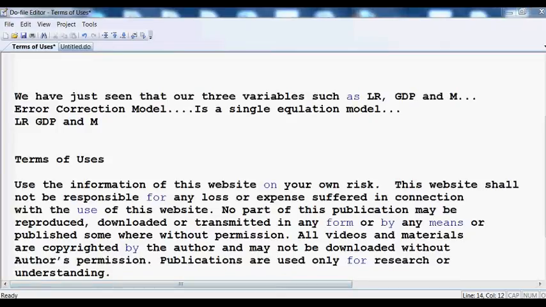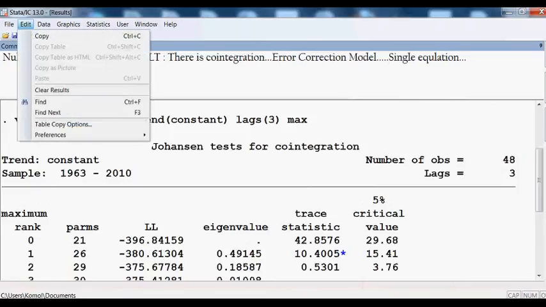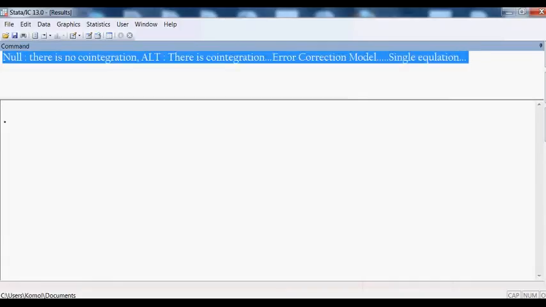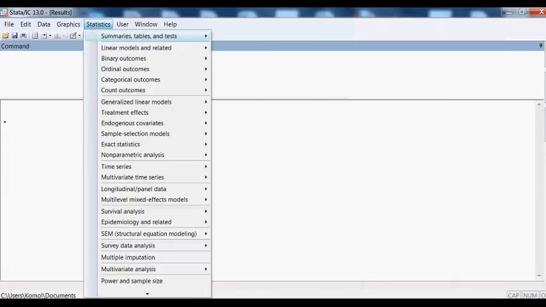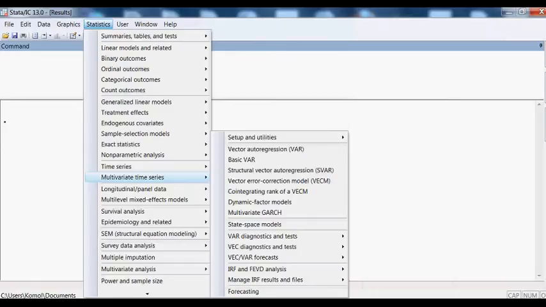So I go to statistics as before. I make it clear, then I do the statistics. Multivariate time series, I choose the multivariate, then I choose the vector error correction model. I choose it.